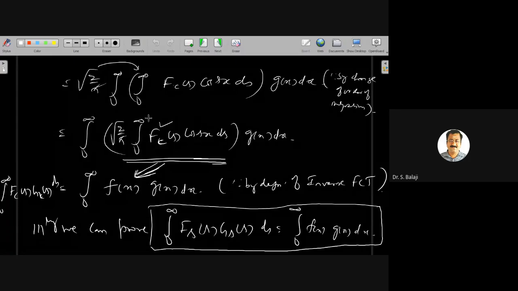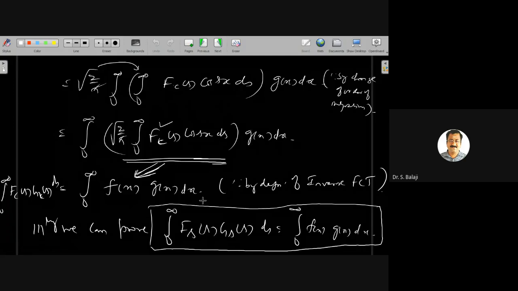So this result is nothing but f of x, by the inverse Fourier cosine transform. This whole integral represents f of x because it is the inverse Fourier cosine transform of f of x. Therefore, now there is only one integral, from 0 to infinity, and the whole thing is f of x times g of x dx.